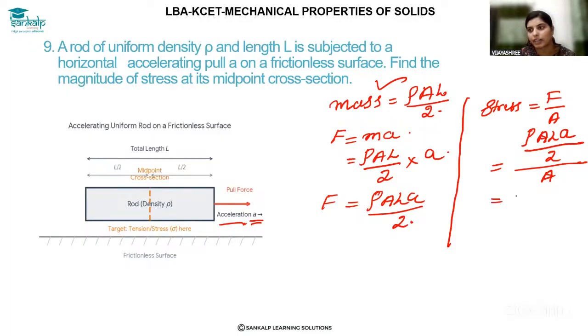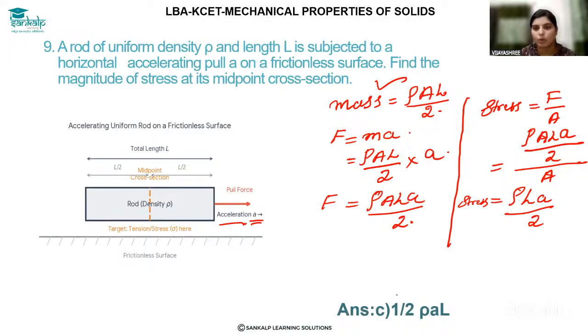So what remains now is rho into L into a divided by 2. So stress is equal to rho into L into a divided by 2. So new stress is equal to 1/2 into rho into a into L. We can modify this and write it this way too, 1/2 into rho into a into L. So the right answer is option C, 1/2 into rho into a into L.